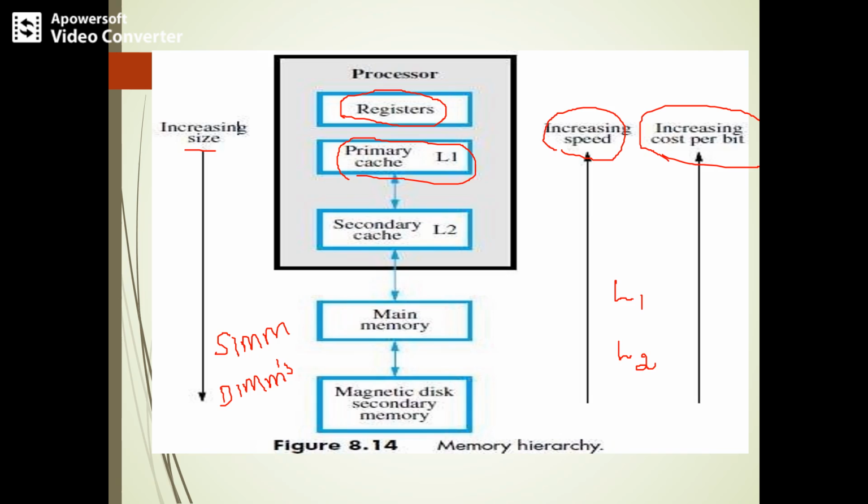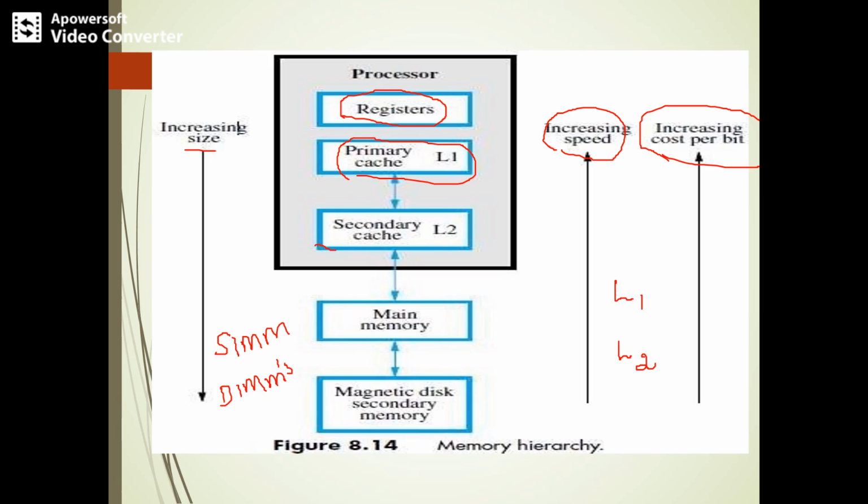is large, but the speed of operation or memory operation with respect to the primary cache is comparatively less than the processor register, and the cost per bit of storage is less compared with the processor register.